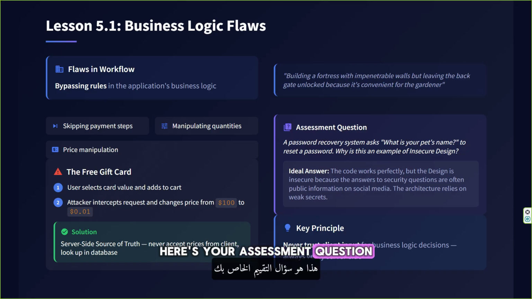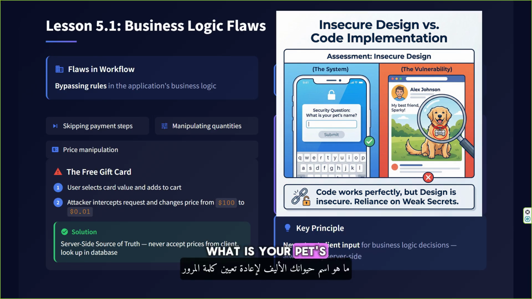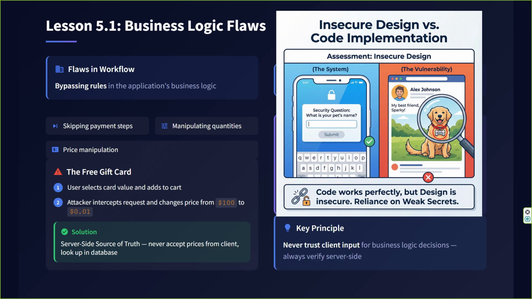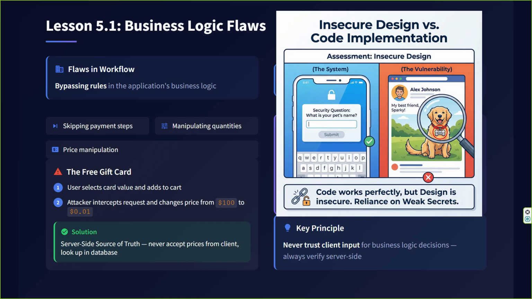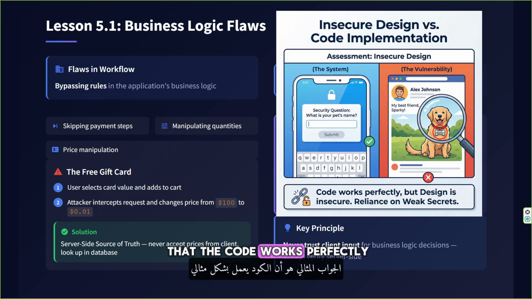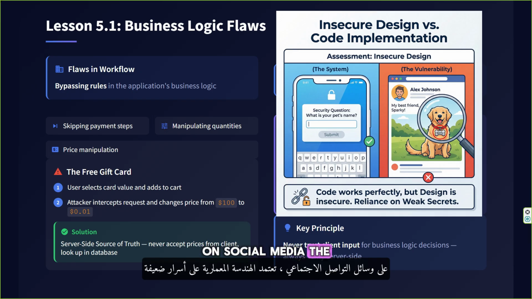Here's your assessment question. A password recovery system asks, "What is your pet's name?" to reset a password. Why is this an example of insecure design? The ideal answer is that the code works perfectly, but the design is insecure because the answers to security questions are often public information on social media. The architecture relies on weak secrets.